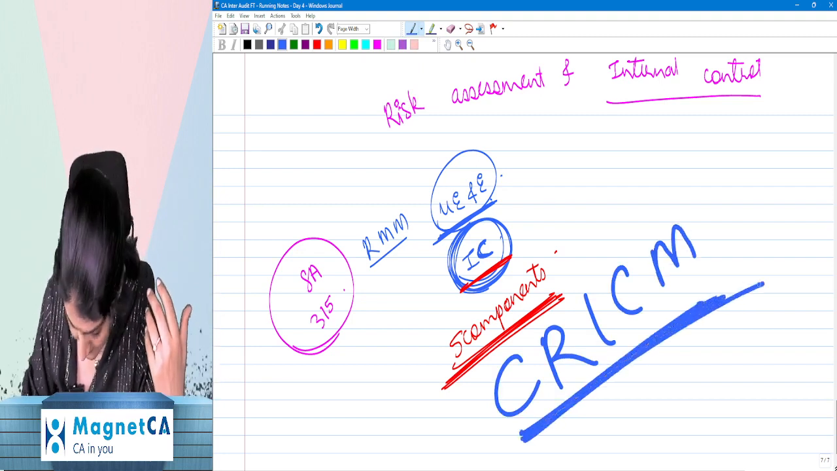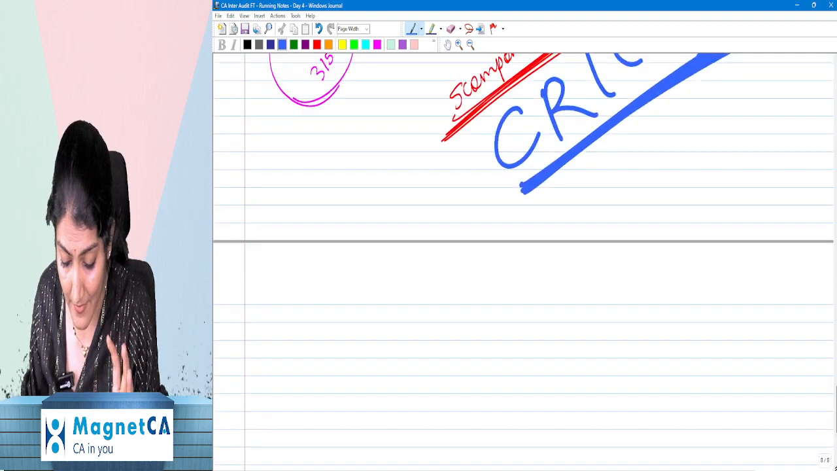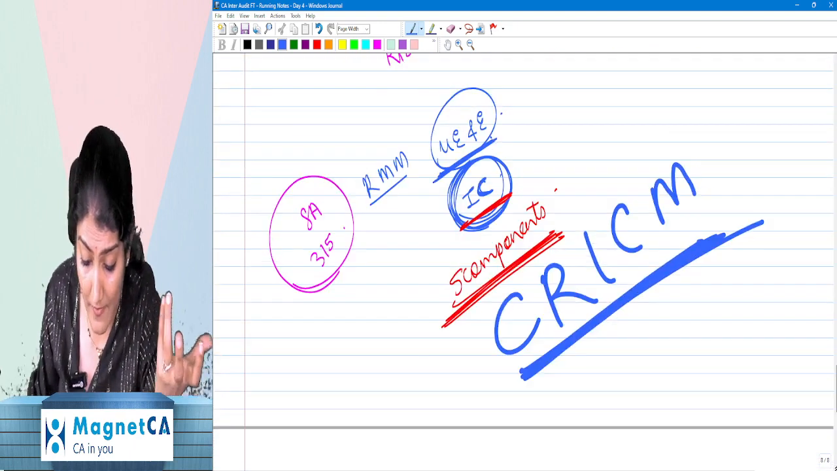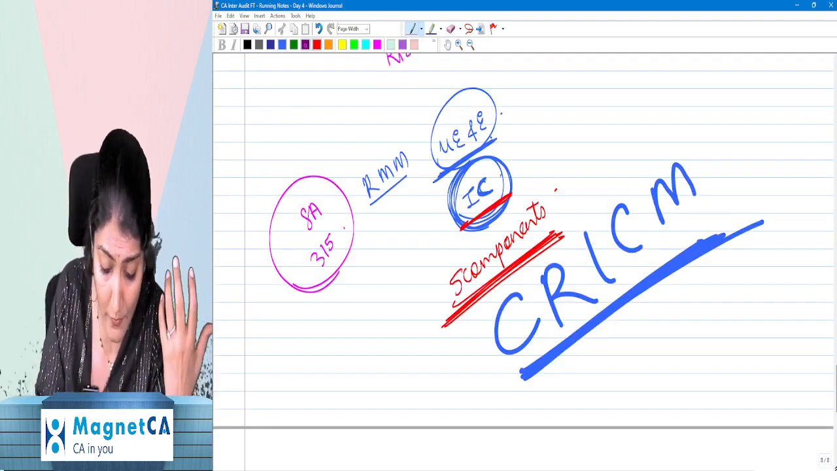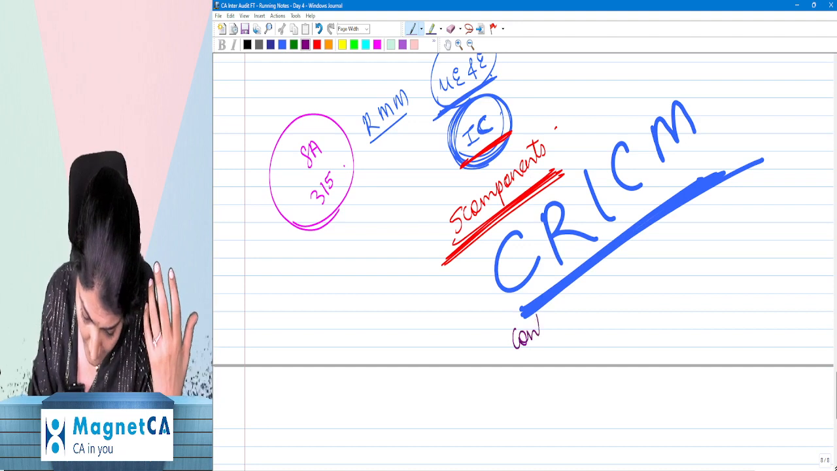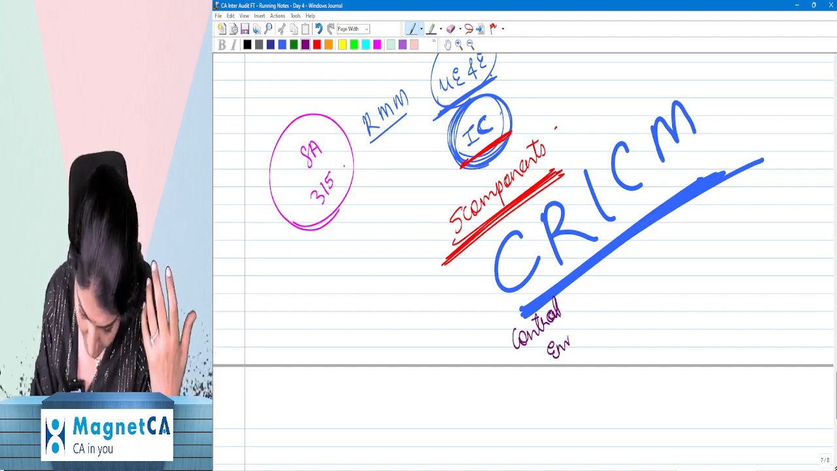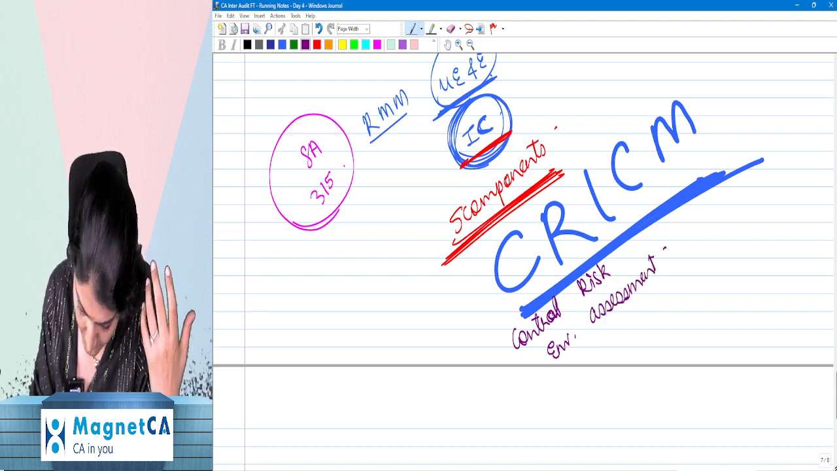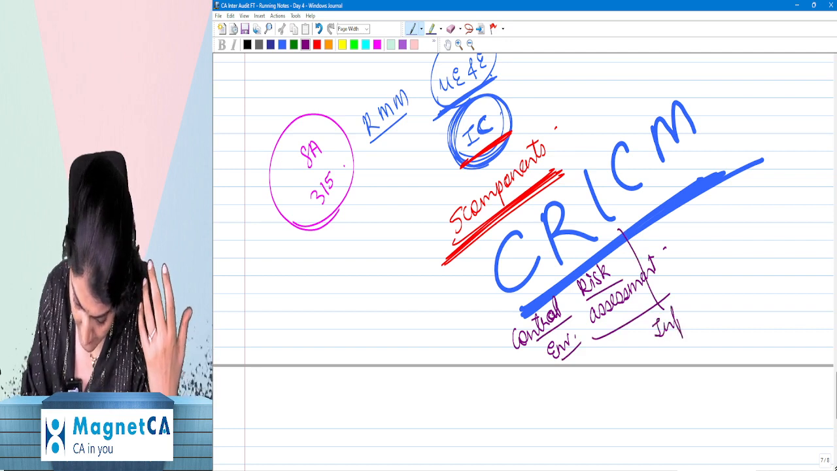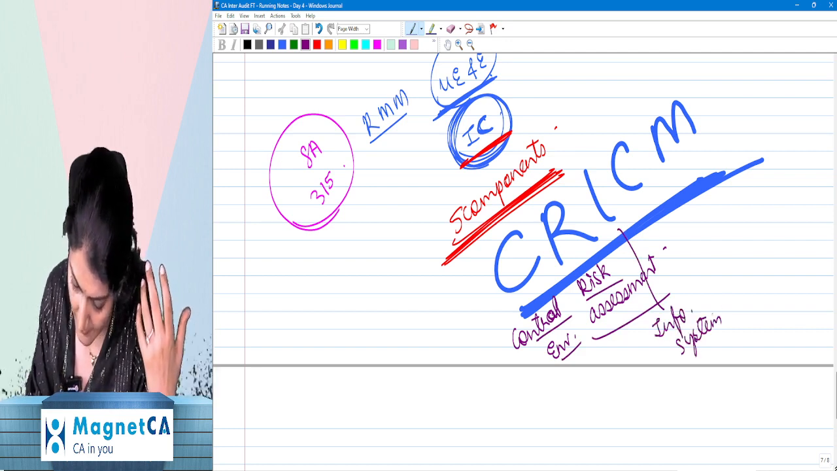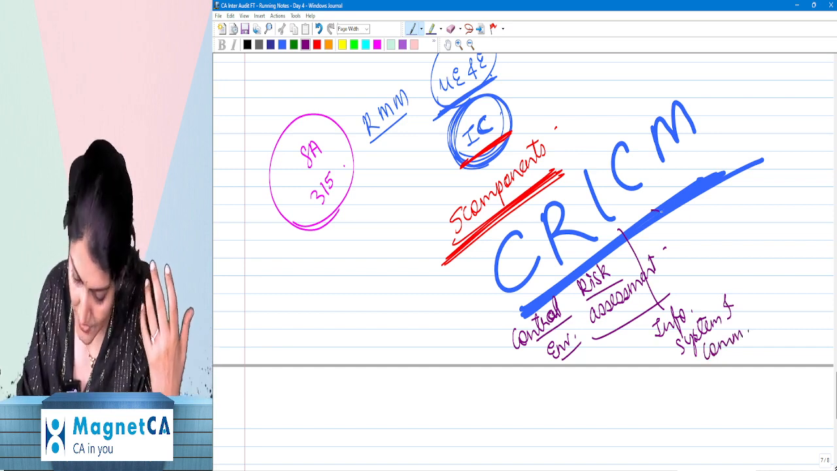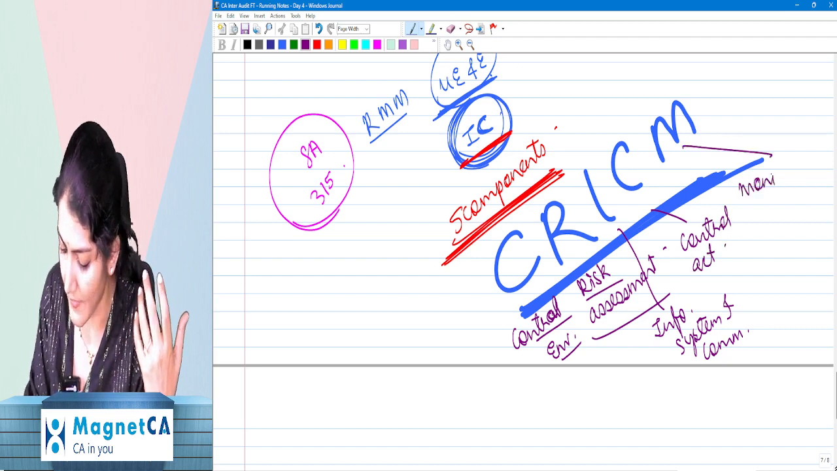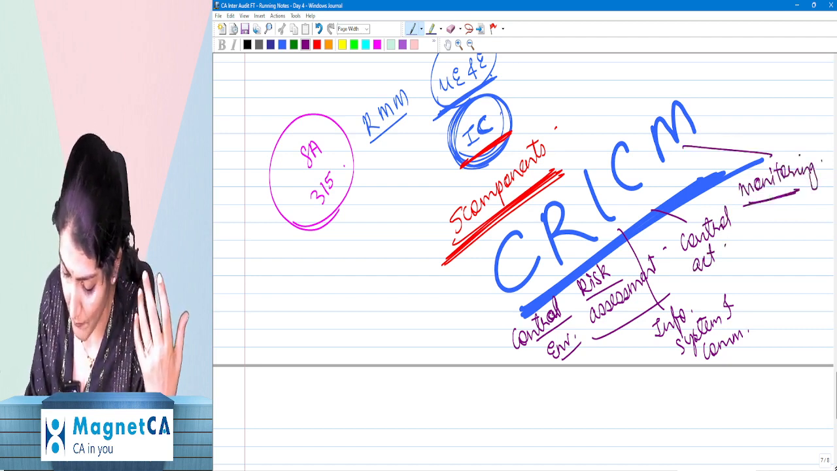It is like the ice cream, but here our ice cream spelling is a little corrupted. It says CRIM, so it's like ice cream. So what does this stand for? The components of the internal control system are: the control environment, then the risk assessment, then information system and communication, then control activities, and then after that the monitoring.